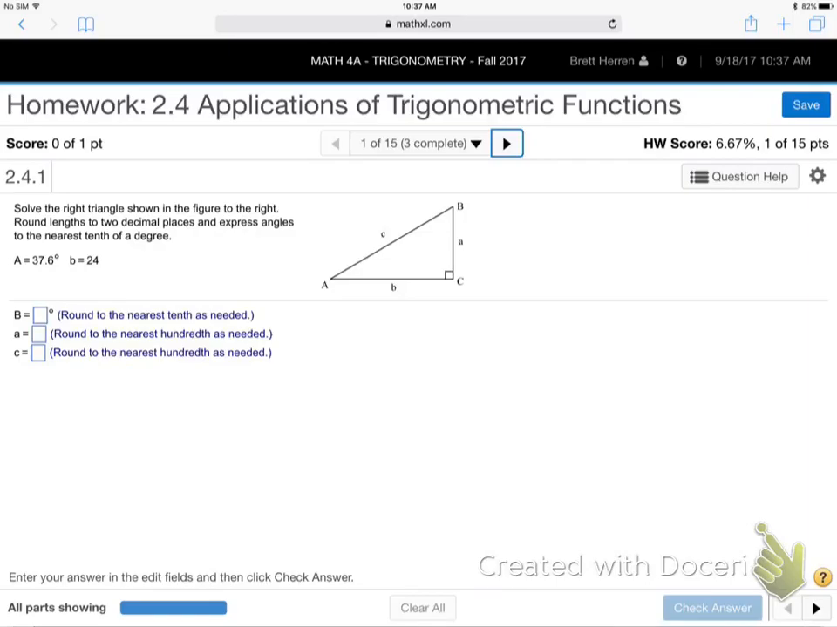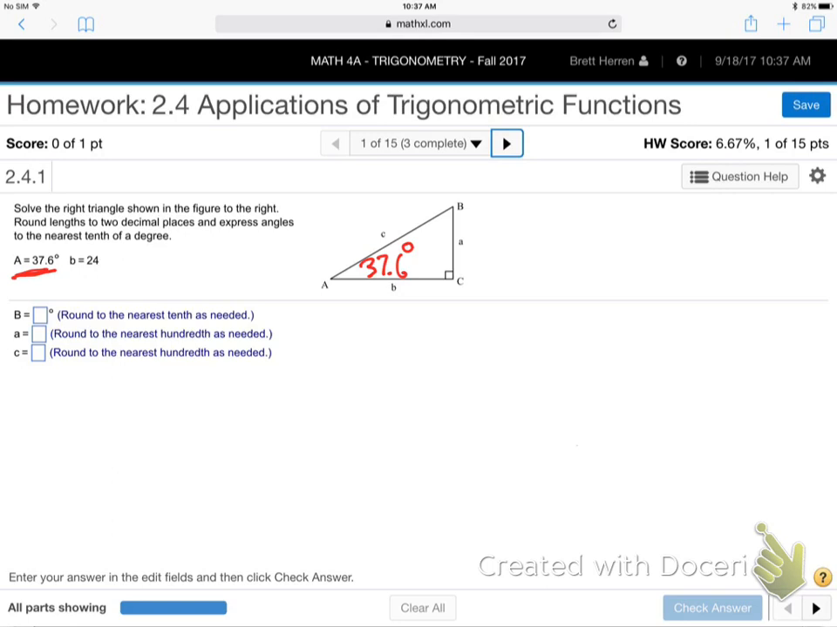So 2-3 was probably one of our hardest sections. So 2-4. All right, basically they're going to give you a triangle and they want you to find the missing parts. This won't be bad compared to that other stuff. So they're saying angle A is 37.6, so I'll just put it right in there.